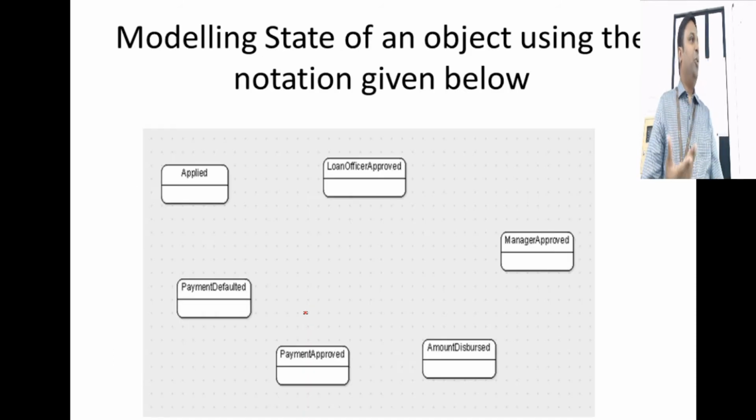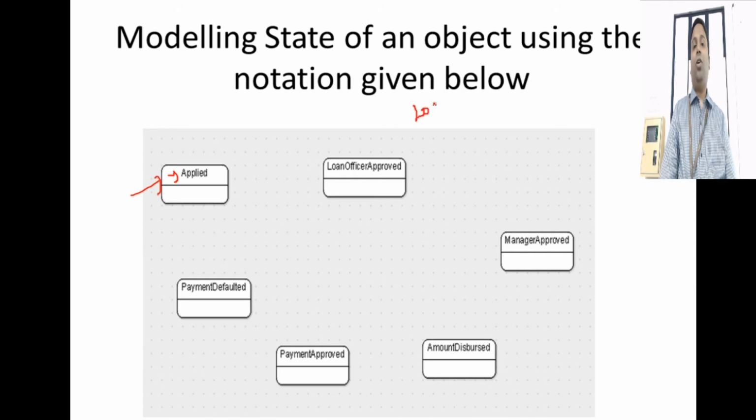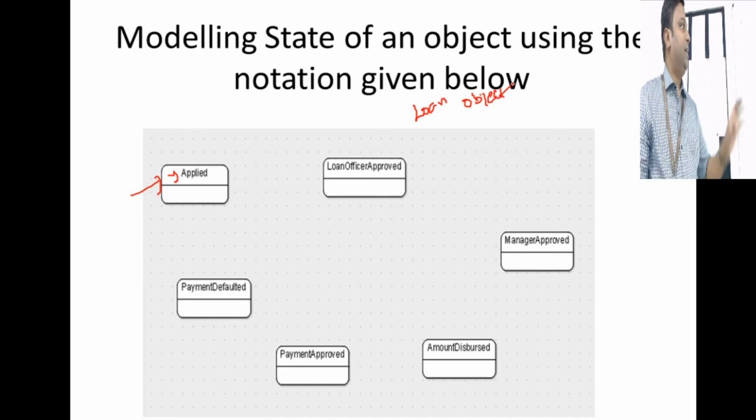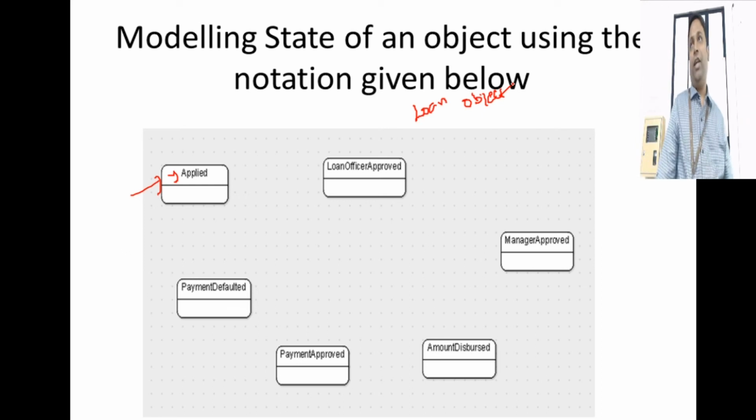Whenever you talk about states, this is the notation you have to use. A box like this, and you have to give the state name on the top. Say all these states pertain to one specific object called the loan object. When will you go for a state chart? Only when you have an object that transits many states in your application, or else we will not construct this. So we have applied state, loan officer approved, so you just model all these states like this. That is the notation we use. I've used Argo UML here.